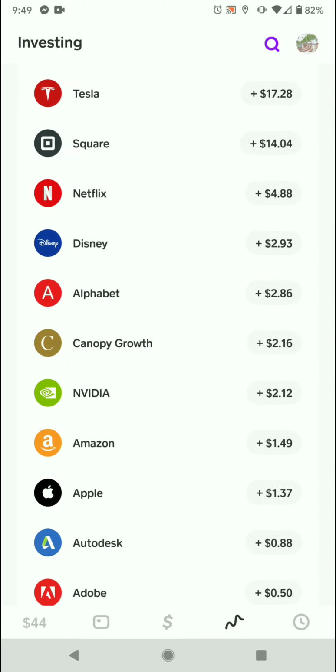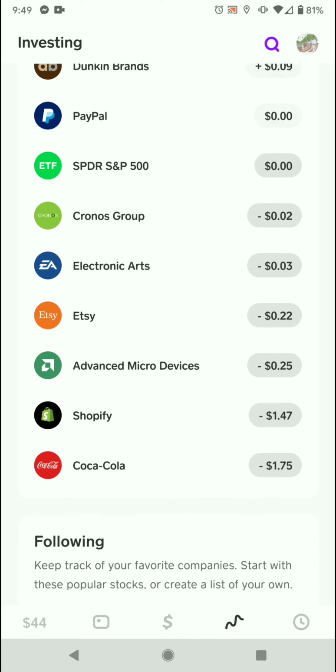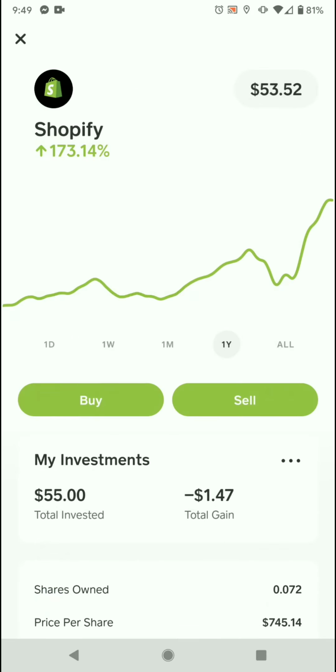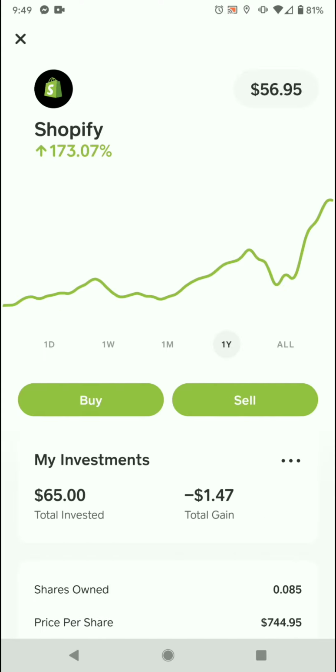Another term you'll hear when you're investing is dollar cost average. As you can see, I have Shopify and it is down $1.47. What I can do is purchase a little bit more, lower that average, and with the assumption that Shopify will go up over time, I now have a lower buy-in average for that stock and company.